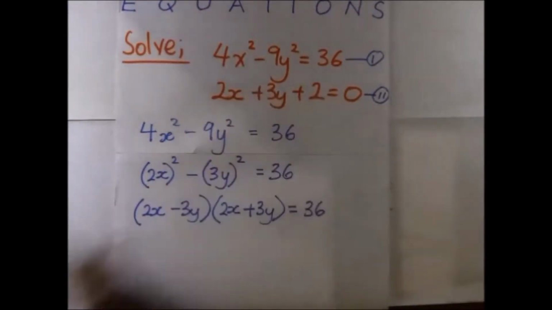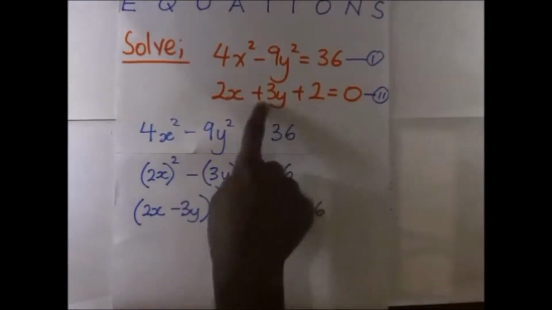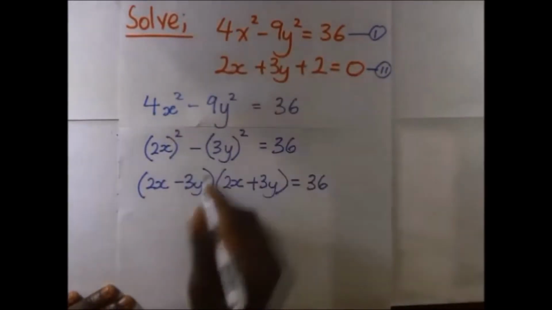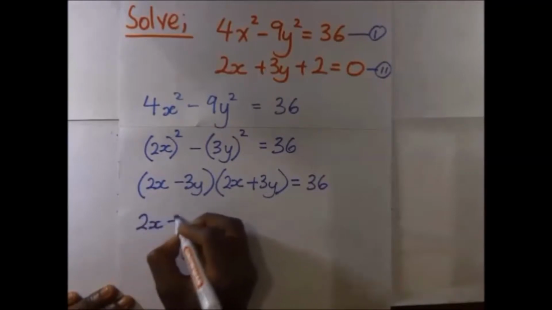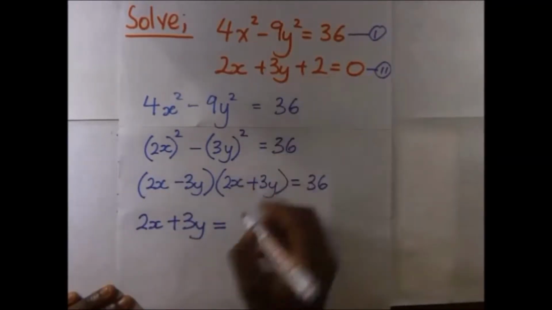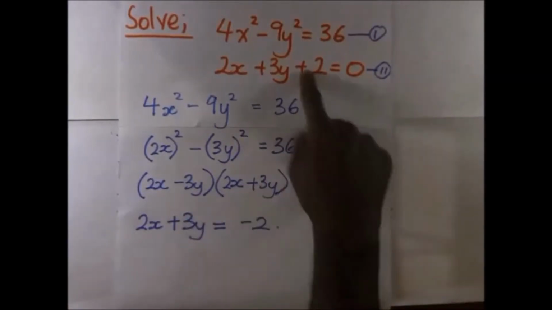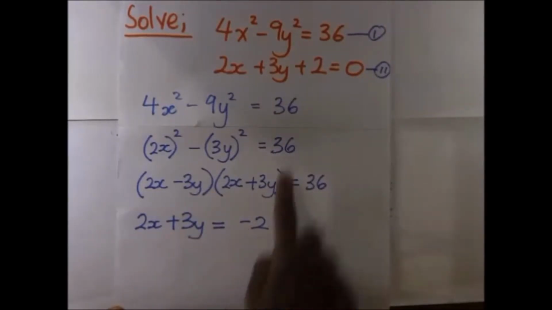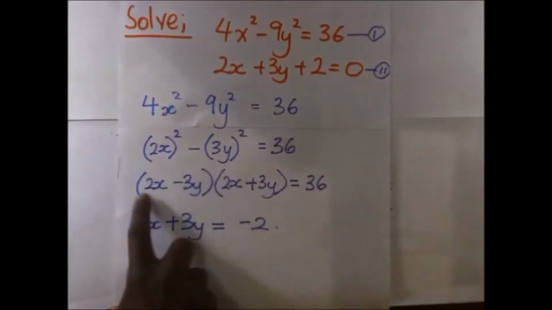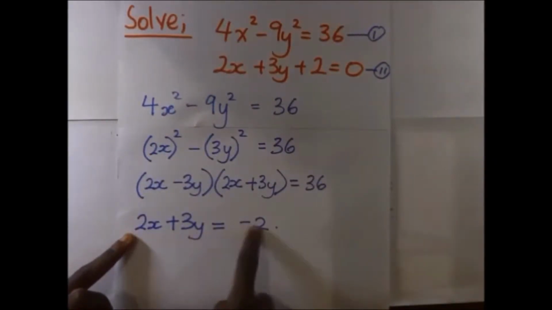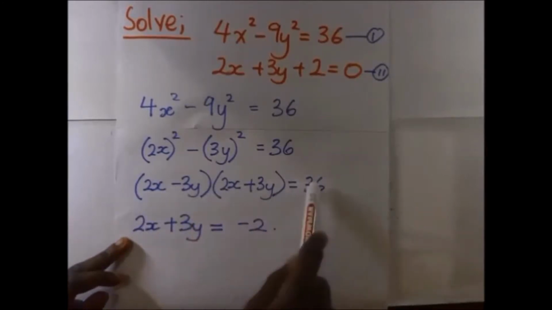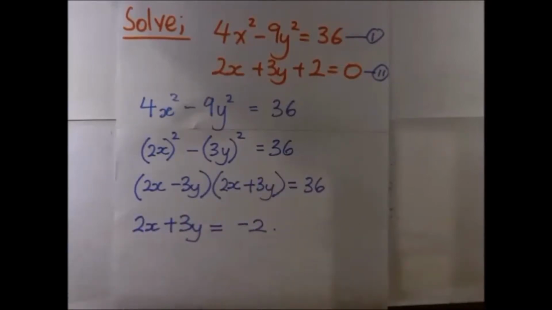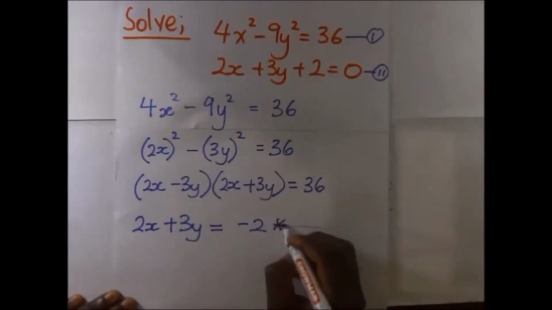But if you look at our equation 2, if we collect like terms, we put the whole numbers on one side. From this second equation, we get that 2x plus 3y is going to be equal to negative 2, if we push this to this side. So from our second equation, 2x plus 3y is equal to negative 2, and our first equation we have simplified into this. Since 2x plus 3y is equal to negative 2, and in this equation we also have 2x plus 3y, we can substitute this equation into that.